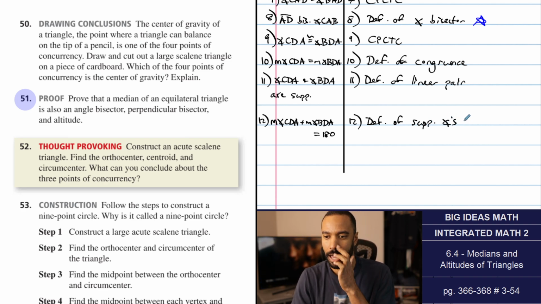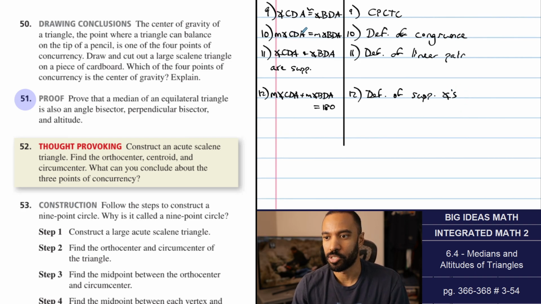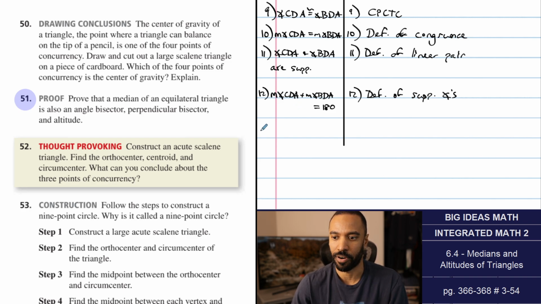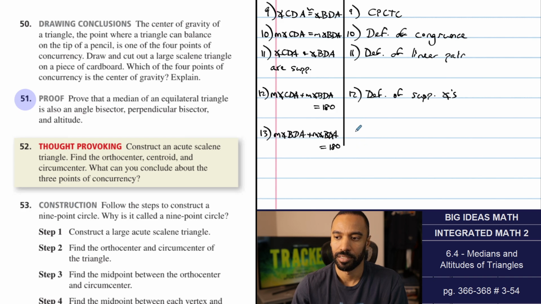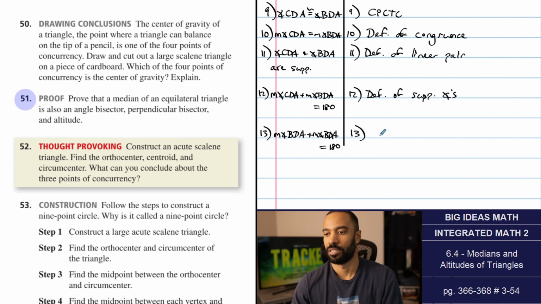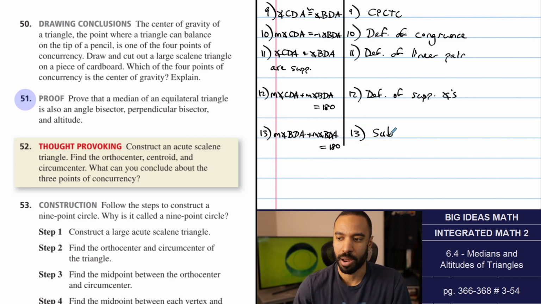I'm just kind of showing you how this stuff works out when you do this. Now I'm going to do a substitution. CDA equals BDA as far as measurements go. So I can replace one. Measure of angle BDA plus measure of angle BDA equals 180. That is substitution, property of equality.